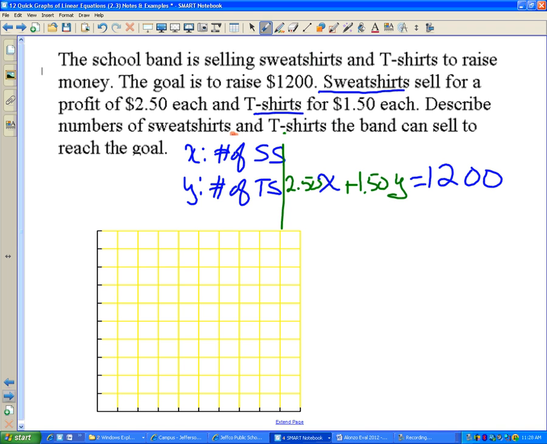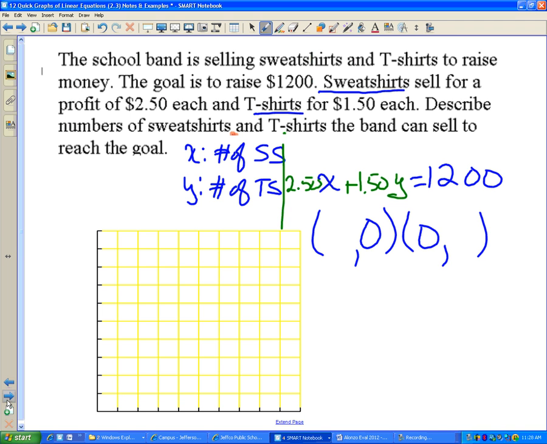Describe numbers of sweatshirts and t-shirts the band can sell to reach their goal. Well, any X and Y that makes this a true statement is going to be a good answer. Any points along this line is going to be a good answer. What are my 2 easiest points to find? My intercepts. Let y equal 0, let x equal 0, just like I was doing.